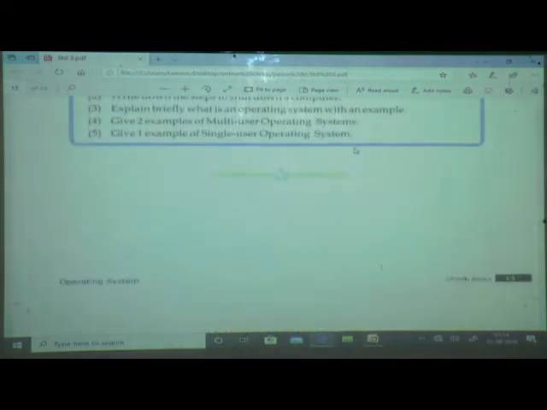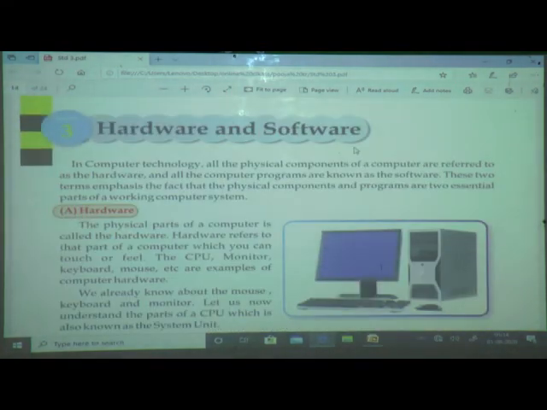Now we will see our lesson number 3, hardware and software. What is meant by hardware and what is meant by software? In computer technology, all the physical components of the computer are referred to as the hardware. Means physical components of the computer.